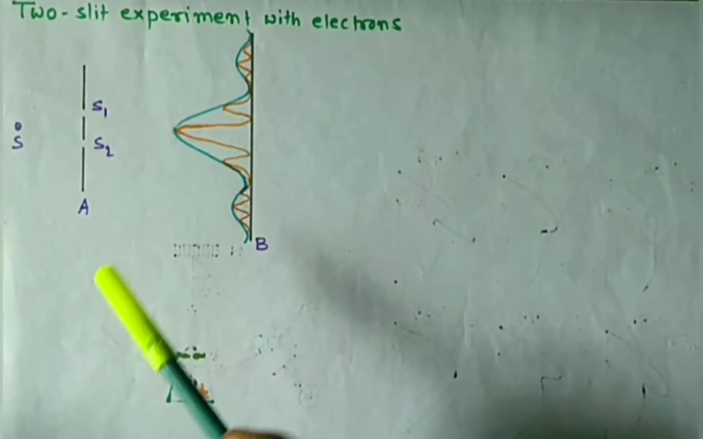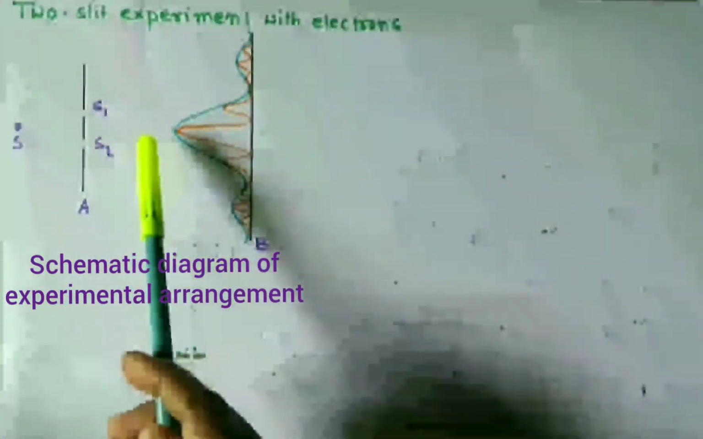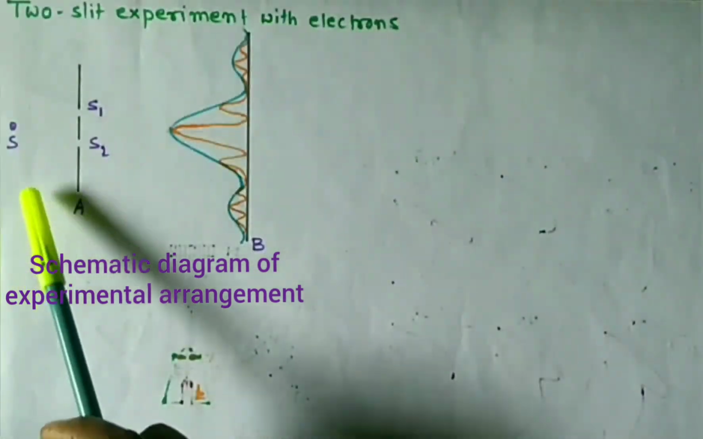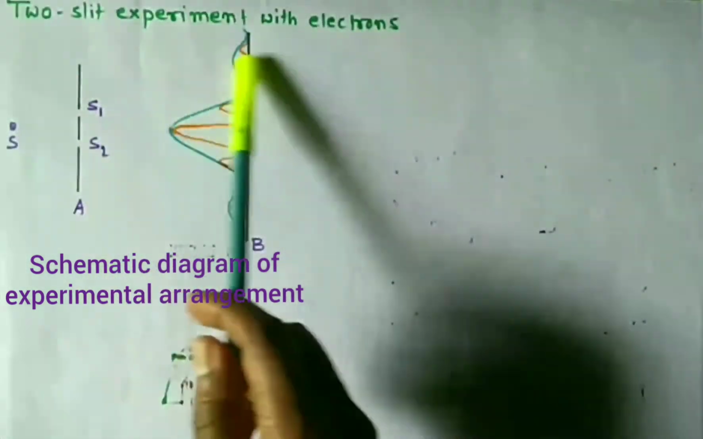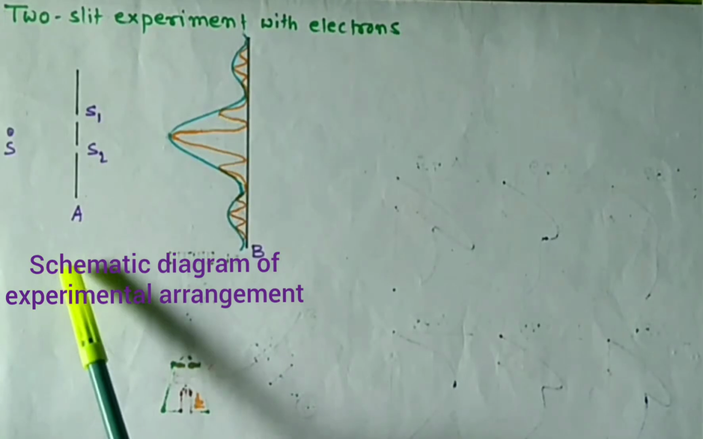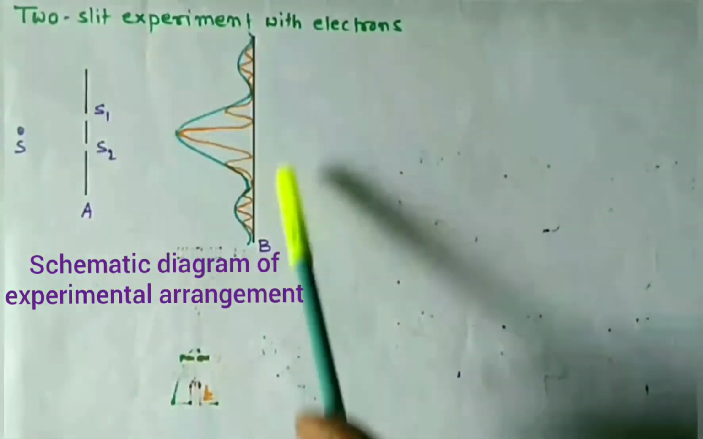Students, I hope all of you are very well aware of diffraction and interference phenomena, and also Young's double-slit experiment in optics. The experimental setup of this experiment is very similar to Young's double-slit experiment. The only difference is that there a monochromatic light source is used, but in this experiment a source of monoenergetic electrons is used. This is the schematic diagram of this experiment.